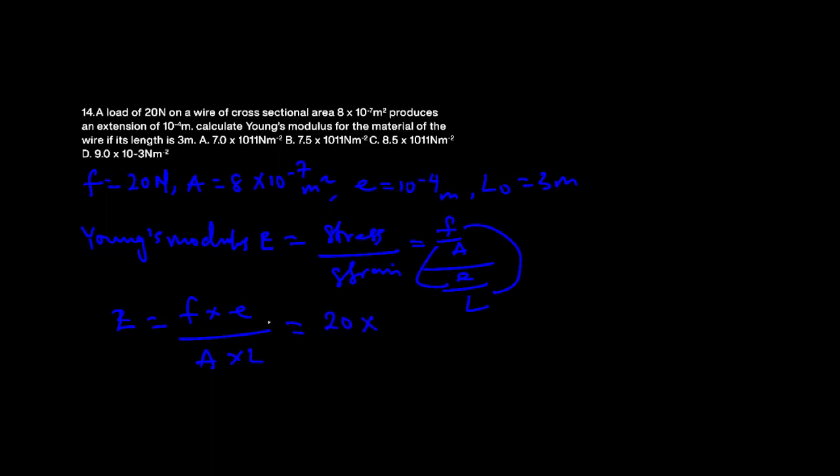So we have 20 multiplied by what's our extension? That's 10 to the power minus 4, divided by what's our area? 8 times 10 to the power minus 7, then multiply by what's the original length? That's 3. All right, so with this now we can solve the question. So we can just say this is 20 divided by 24 multiplied by 10 to the power minus 4 plus 7. By applying the rules of indices, that becomes something so easy. So the Young modulus becomes 20 divided by 24. 4 can divide both, so I'll be having 5 over 6 multiplied by 10 to the power 3. So 5 over 6 should give us what?